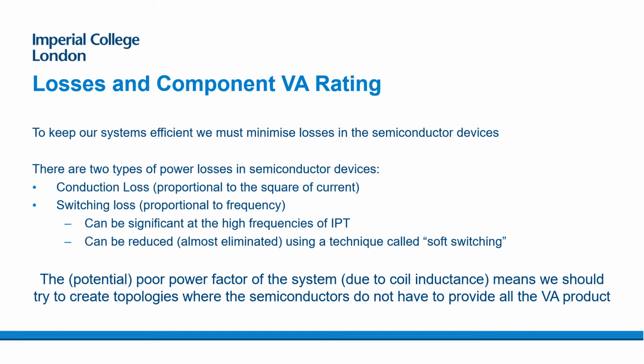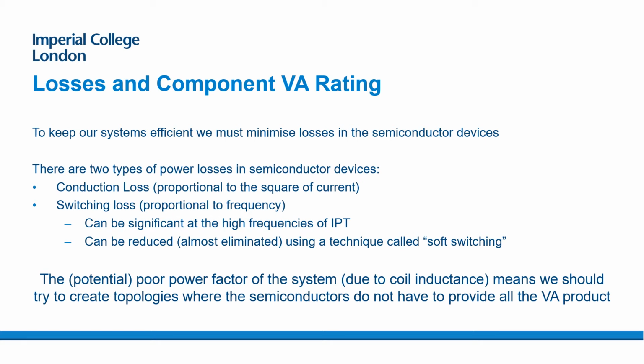So to keep our systems efficient, and this is true in any power electronics, of course, we need to minimize the loss in the semiconductor devices. And there are 2 types of losses that we consider generally in semiconductor switches. There's conduction loss and there's switching loss. And if we're talking about MOSFETs, the conduction loss is proportional to the square of current, and the switching loss is proportional to the frequency of operation.